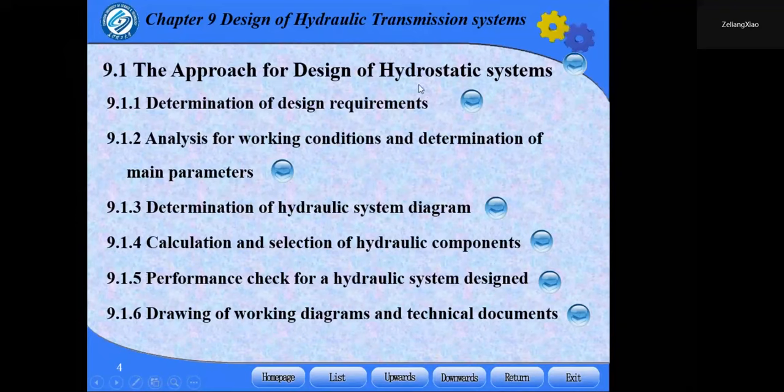9.1, the approach for design of hydrostatic systems. We should determine the design requirements, analyze working conditions, determine main parameters, determine the hydraulic system diagram, calculate and select hydraulic components, check performances of the hydraulic system design, and draw working diagrams and technical documents.